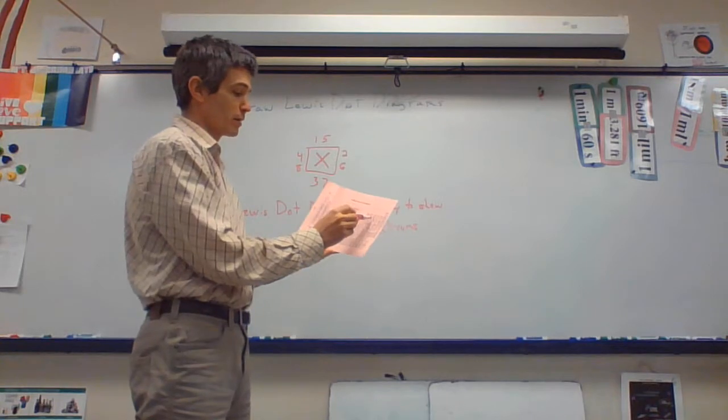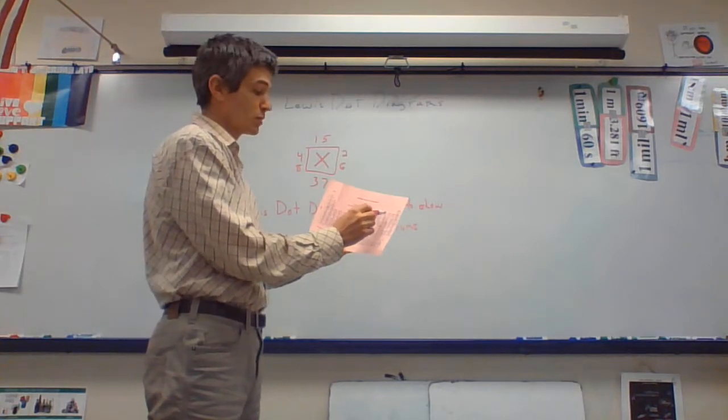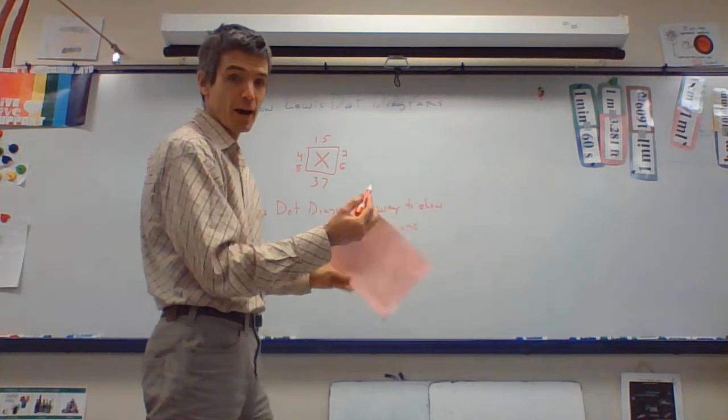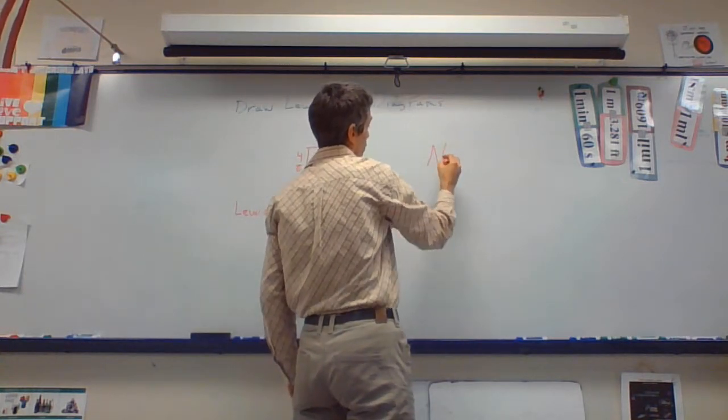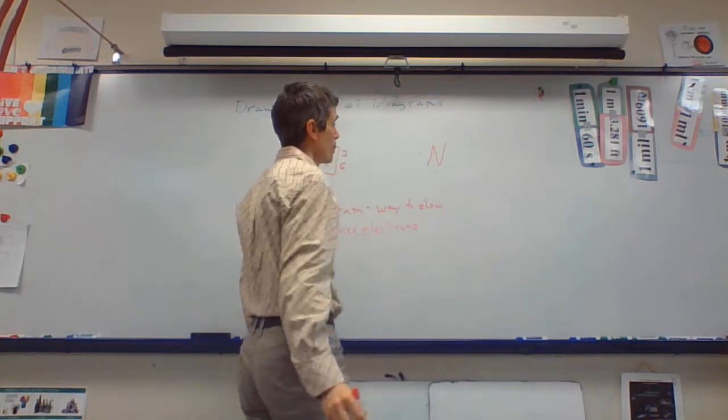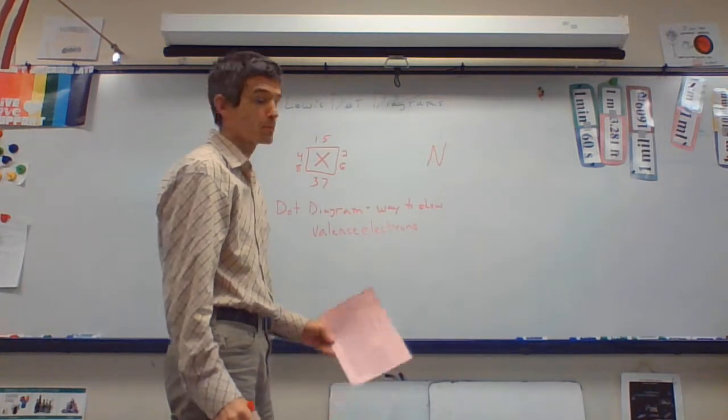Now, let's say that element right there, nitrogen. The nitrogen, since it's in group 15, has got 5 valence electrons. So 1, 2, 3, 4, 5. That's what it would look like.